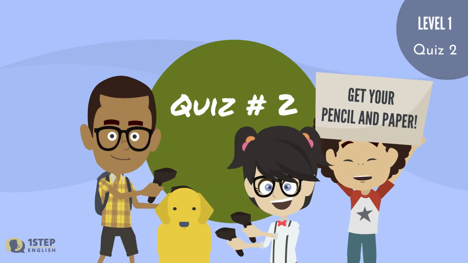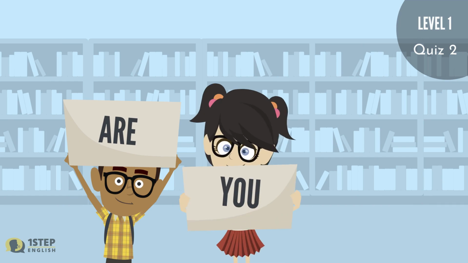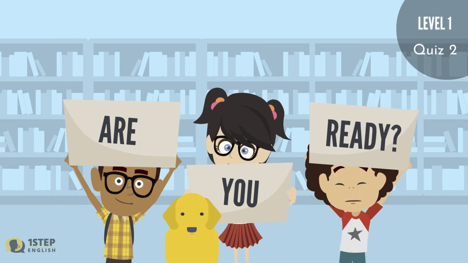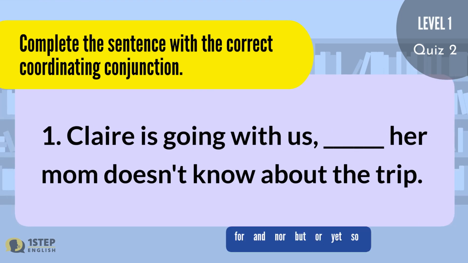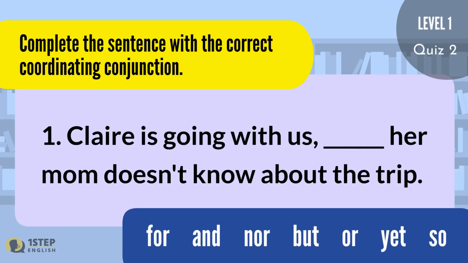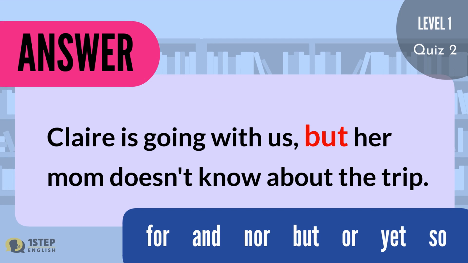Quiz number 2. Ready your pencil and paper. Ready. Complete the sentence with the correct coordinating conjunction. Number 1. Claire is going with us. Her mom doesn't know about the trip. The answer is, but. Claire is going with us, but her mom doesn't know about the trip.